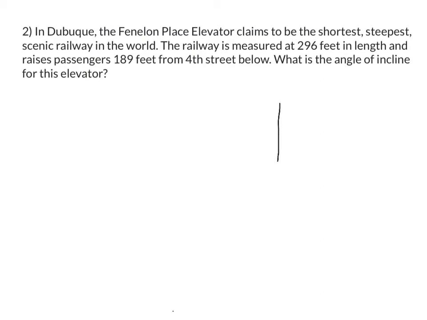So here is the cliffside that it's going up, and then here is the incline, the elevator itself, the path that it would follow. And so here's the distance that it would be from that cliffside. And so we know that it is 296 feet in length and raises passengers 189 feet off the ground. And what we want to find is the angle of incline. So we're finding x right there.